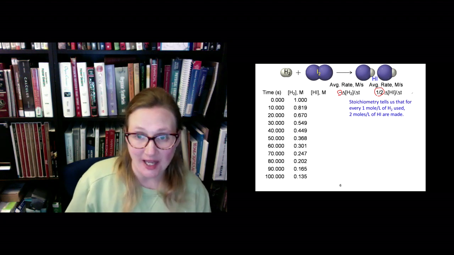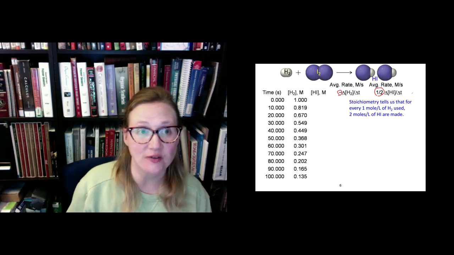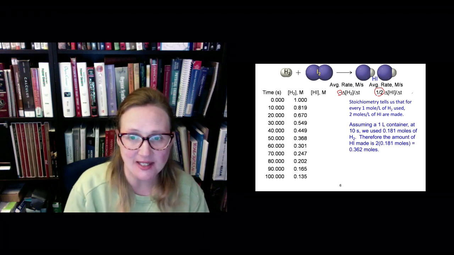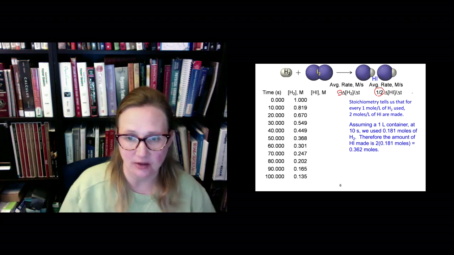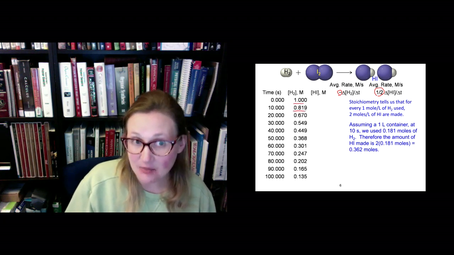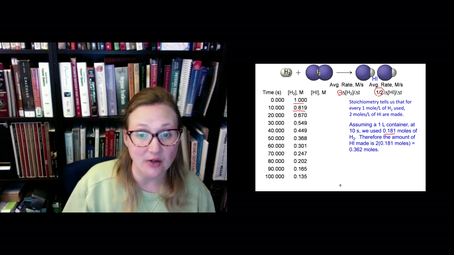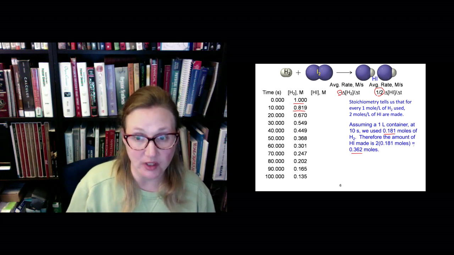Again, the stoichiometry of the reaction tells us that for every 1 mole of hydrogen, 2 moles of HI are made. We have a 1-liter container, and after 10 seconds, we're using up 0.181 moles of hydrogen. If you're wondering how I found that, we start at 1, and if we subtract what we have left, that's how much we're using up. So we have 0.181 moles of H2. Therefore, the amount of HI that I form is 2 times that, or 0.362 moles of HI.